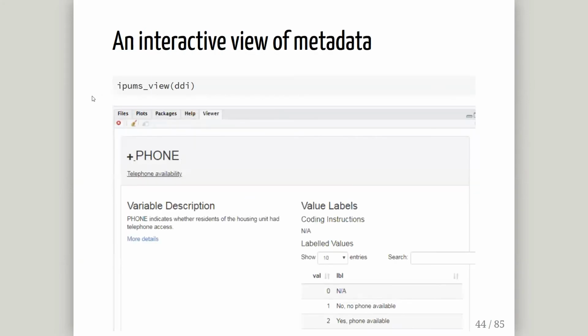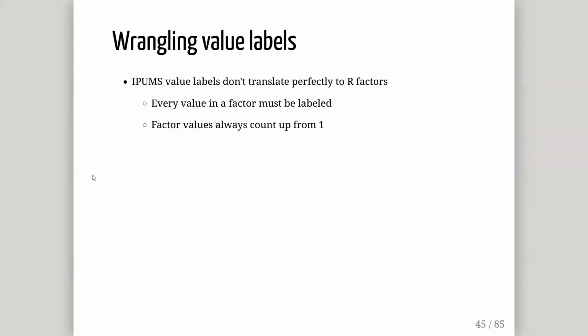A really nice interactive view of the metadata is also available with the ipums_view function. So this is one that I really want to promote. I think it's a really nice way to browse what's in your data set. You point to the DDI here, and then it generates this static HTML page that you can scroll through, and you can click this plus symbol to collapse or uncollapse any given variable and see the description and the value labels. So that's a really nice option as well.